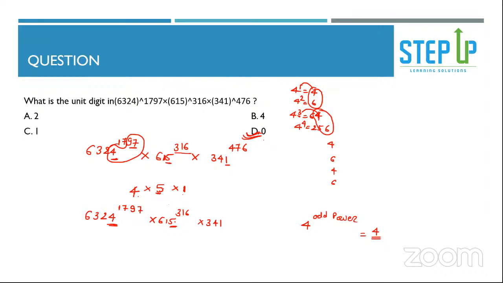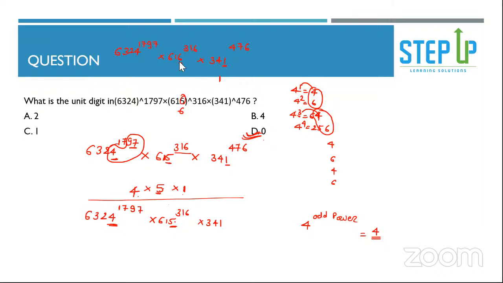Why did I tell you the other method? In case there is any other number, let's say if they had given you 6 instead of 5, the number would be 6324 to the power 1797 into 616 to the power 316 into 341 to the power 476. So this one will be as it is.